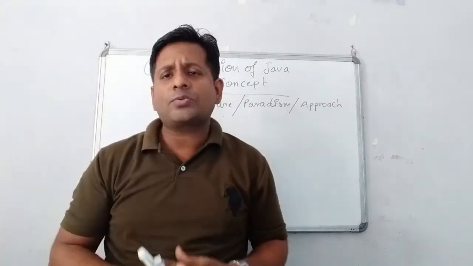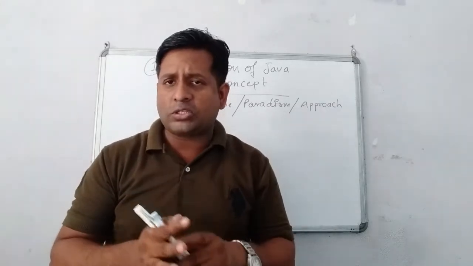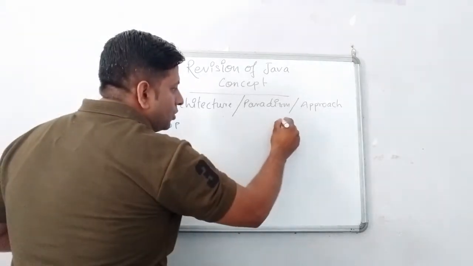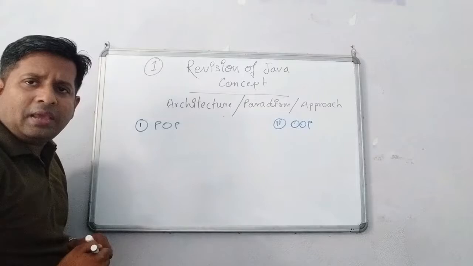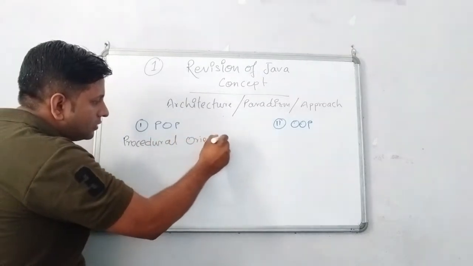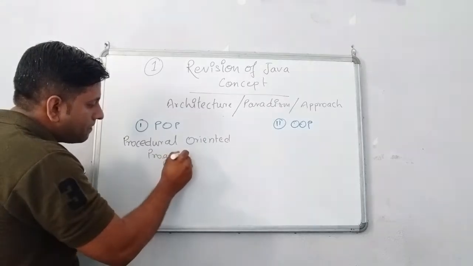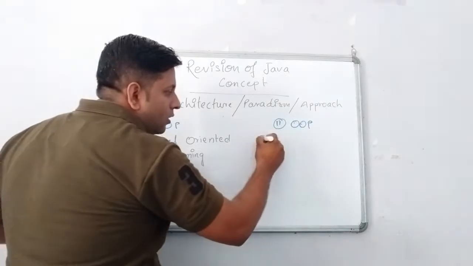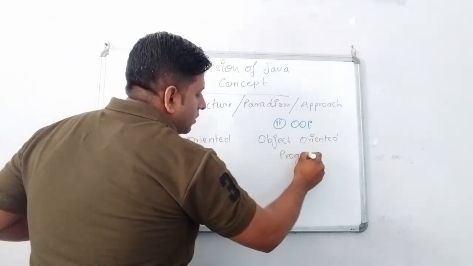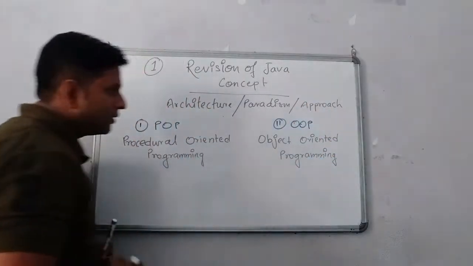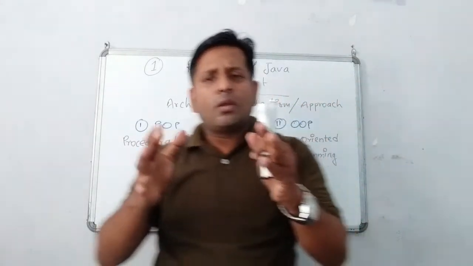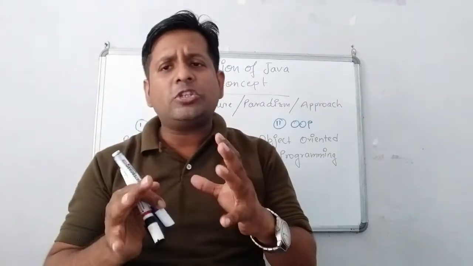Children, we have two different types of paradigms, two different types of approaches. Okay, so these two different types are point number one, POP, and point number two, OOP. Children, POP stands for procedural oriented programming, whereas OOP stands for object oriented programming. Children, we have two different types of approach. One is POP, another is OOP. The difference, before there was POP, procedure oriented programming.